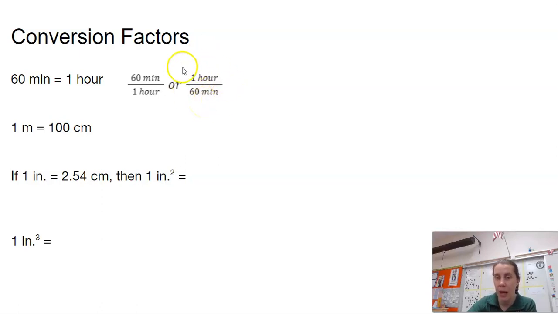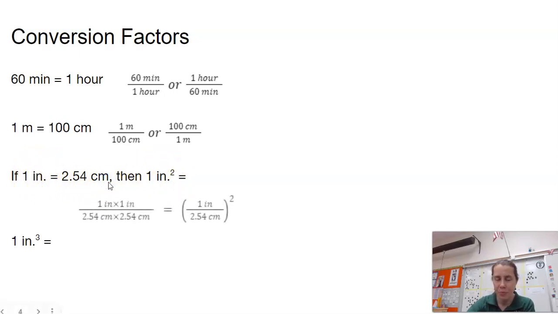So we can multiply it by a quantity and not change the value of the quantity. We could just change the units, right? So for 1 meter and 100 centimeters, we could get these conversion factors. And if the conversion is squared, so if we have a square inch instead of just an inch, a square inch is just 1 inch times 1 inch, right? So if 1 inch is 2.54 centimeters, we can do 2.54 times 2.54 and get centimeters squared, all right?